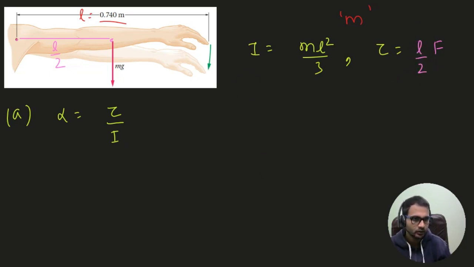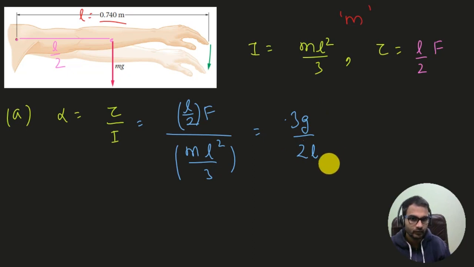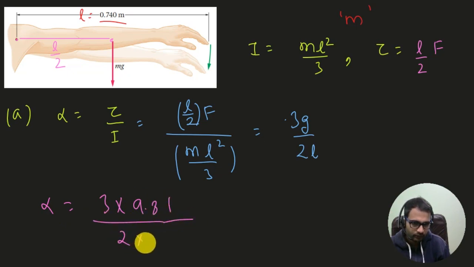Just plug all these expressions here. Torque we have L by 2 multiplied with the force F. I we have mL squared divided by 3. If you simplify this, you'll get 3g divided by 2L. So this is the expression we obtained for alpha. Now just plug the values to find the result. 3 times g is 9.81, divided by 2 times L, which is 0.740. Solve this, you'll get 19.9 radian per second squared.